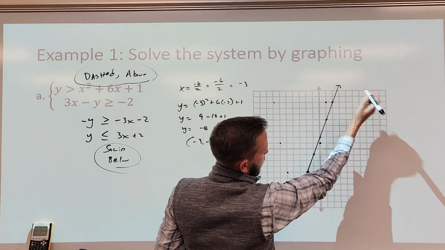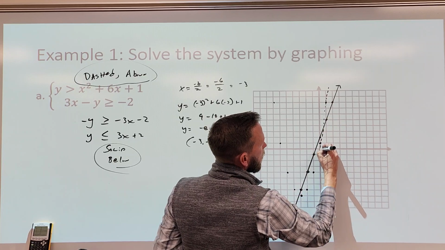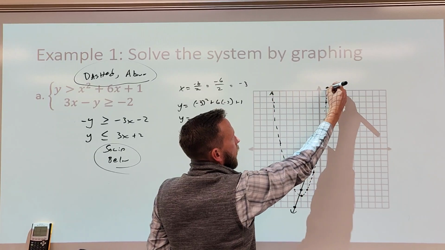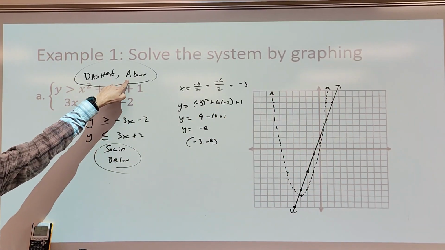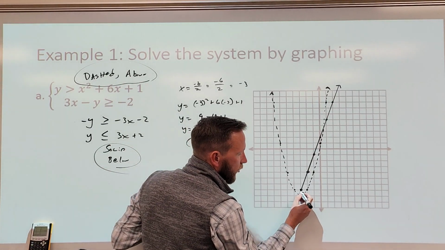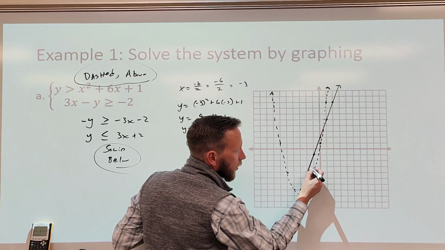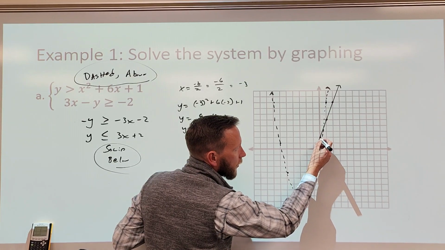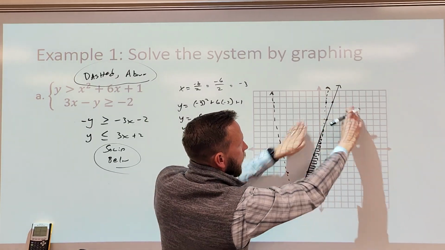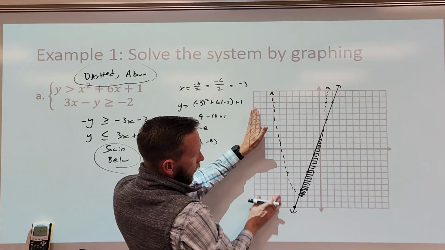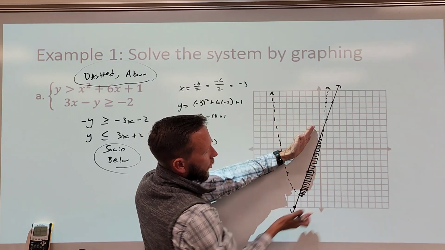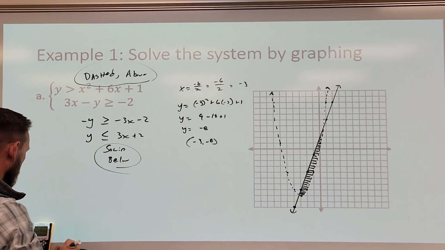So let's do our best work here. Drawing that dashed parabola. So again, we're going to shade above the parabola, but we're going to shade below the line. So the place where they overlap is this section right there. All right? So we are below the line, but above the parabola, they don't intersect. So this sliver of space is all that we are going to care about.